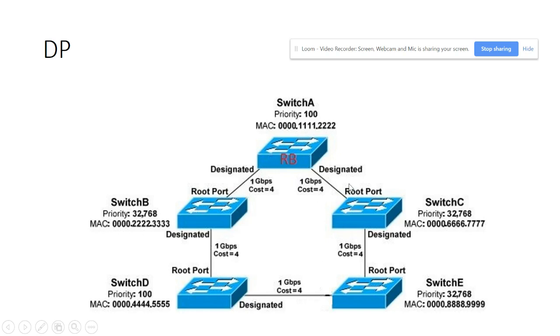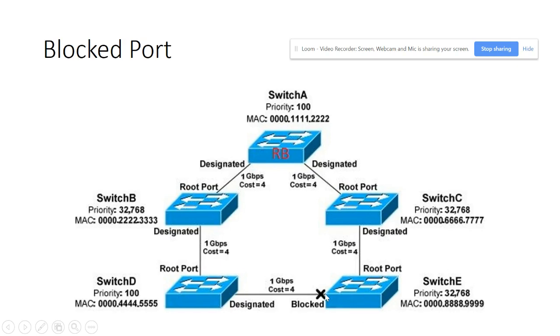Now any port that is not labeled either designated port or root port becomes the blocking port. As a result, we see that this port that was not labeled anything becomes the blocking port. I hope you understand, and will be able to label any layer 2 network diagram with port status when the STP protocol runs. Thank you.